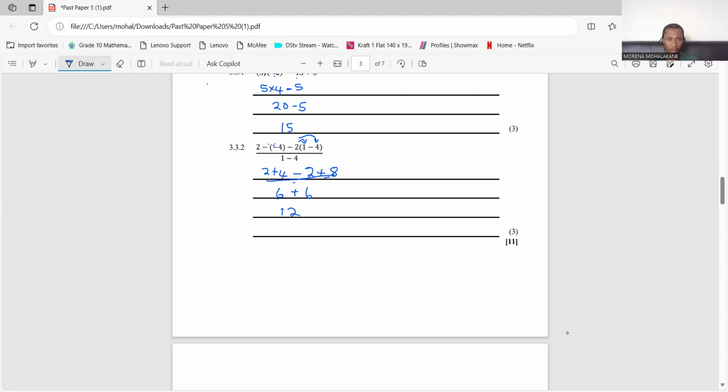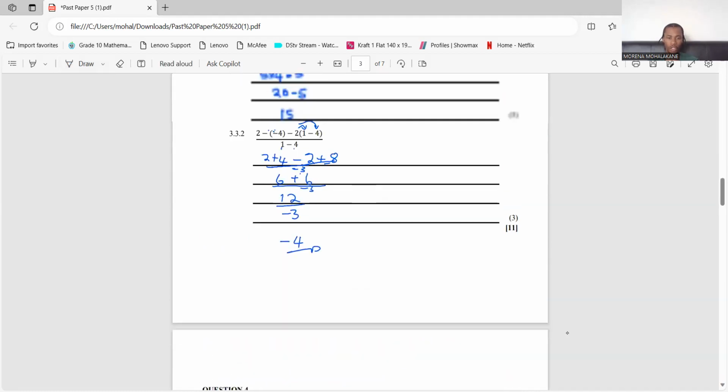It's over negative 3, over negative 3, over negative 3. So I have negative 40. Good, because 1 minus 4 is negative 3. Good. Now getting to question 4.